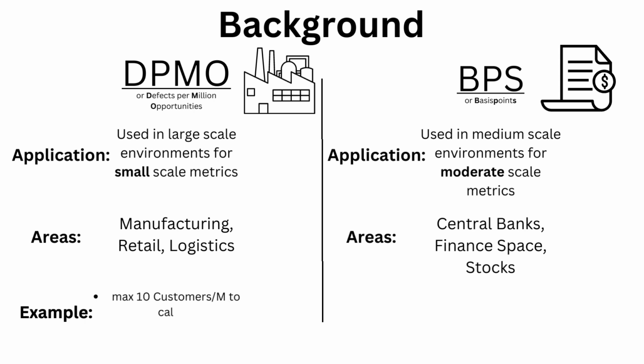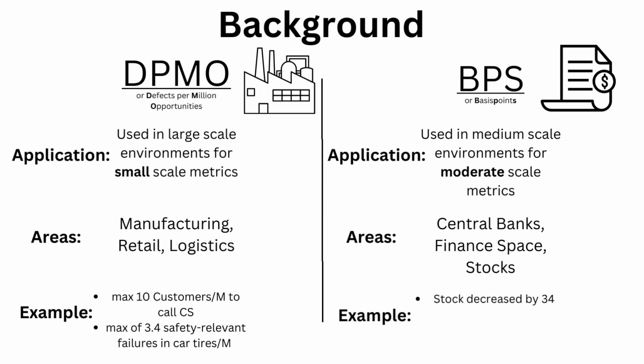Examples could be that we want at most 10 customers per million unsatisfied with DPMO, or at most 3.4 safety failures in car tires. While for basis points, we could say that a stock is decreasing by 0.34%, or 34 BPS, or the central bank might have increased interest rates by 75 basis points in a given country.